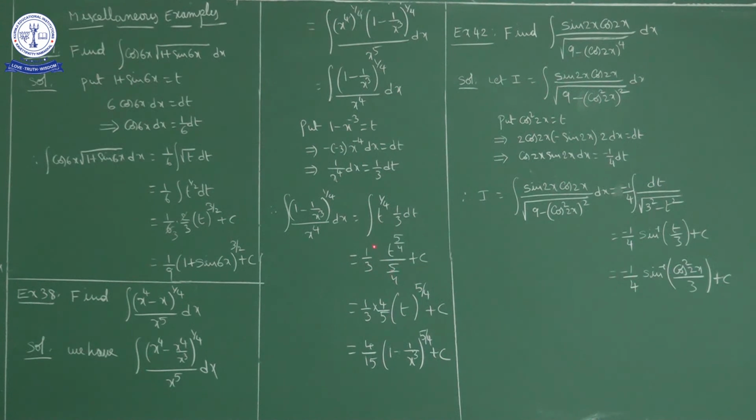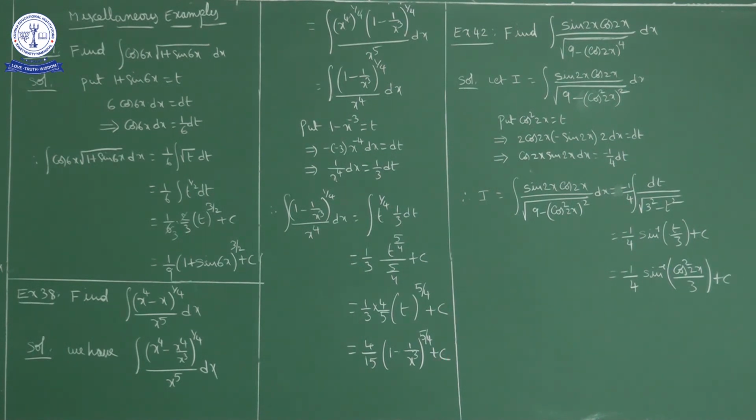If you write 5 by 4 in numerator, what will we get? 1 by 3 into 4 by 5 t power 5 by 4 plus c. So 4 by 15 into what is t? T is 1 minus 1 by x cube. So 1 minus 1 by x cube whole power 5 by 4 plus c. Okay, that is the final answer.